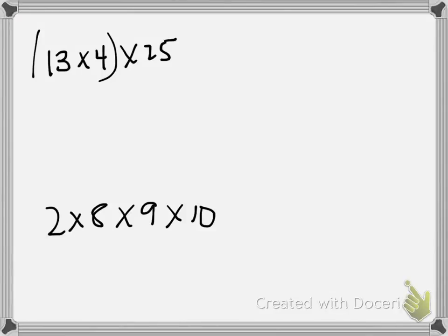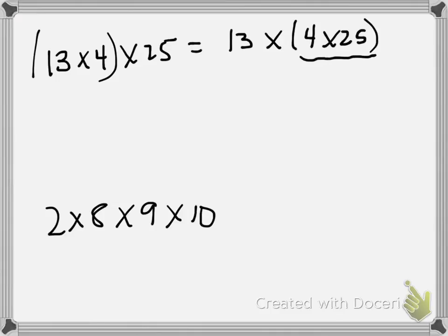Okay, here's some other mental math practice that I took off of the worksheet. As I look at this problem, my first instinct is to just go from left to right and take 13 times 4 and then multiply that by 25. But we know that the associative property is true. So we know it doesn't matter how I group my numbers, the answer is going to be the same.